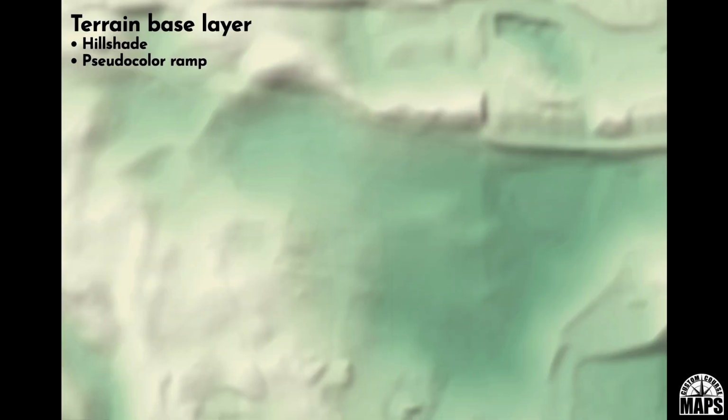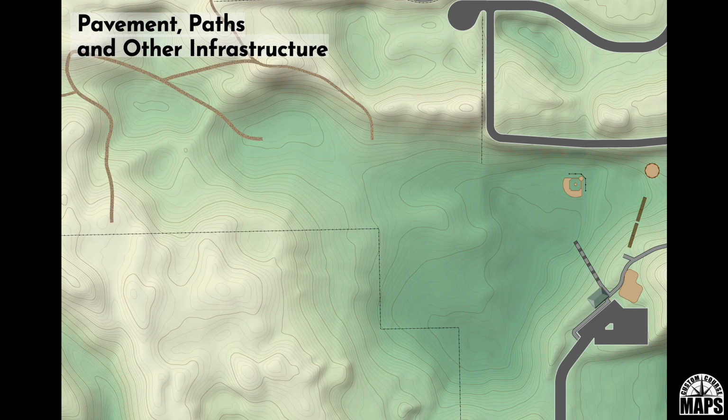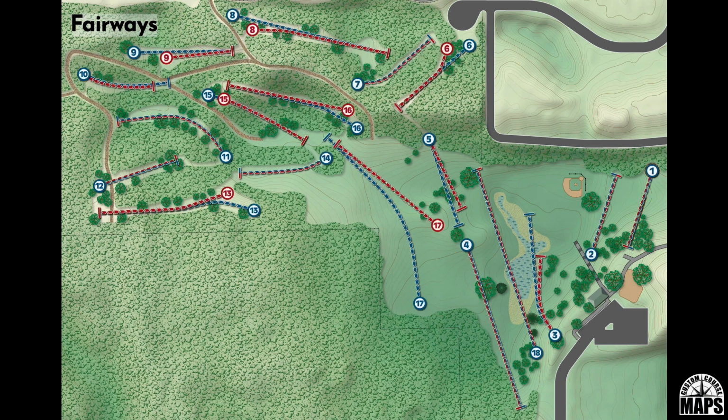Now we can build the course map. It begins with the terrain base layer I created as a raster image in QGIS and registered with MAPublisher. Then I add the contour lines that I created from the DIM and imported as a shapefile. Next, the digitized pavement and infrastructure. The footpaths in the upper left were created from some of the breadcrumb trails. Then I add the trees, the woods, and the area around the marsh. Finally, I add the fairways and finish with a scale bar and a compass rose.